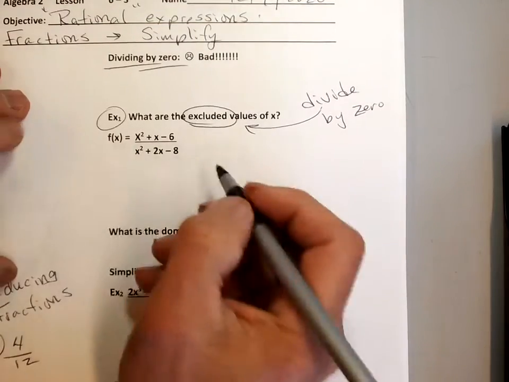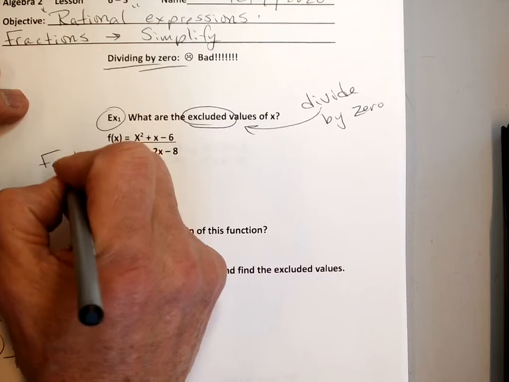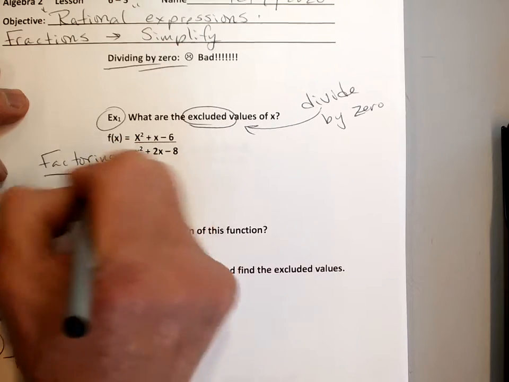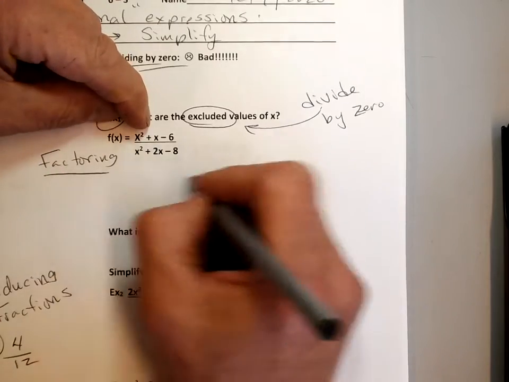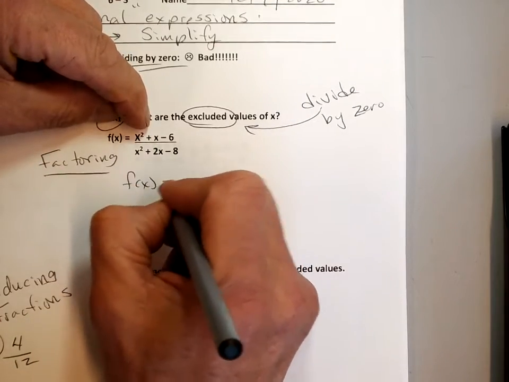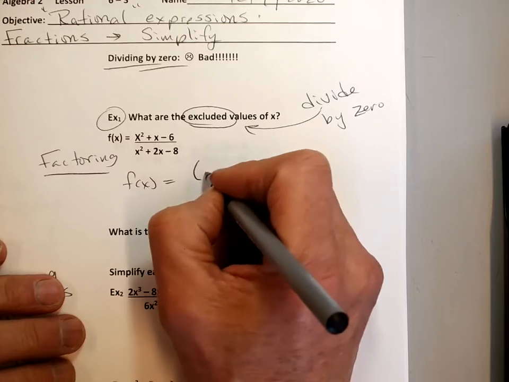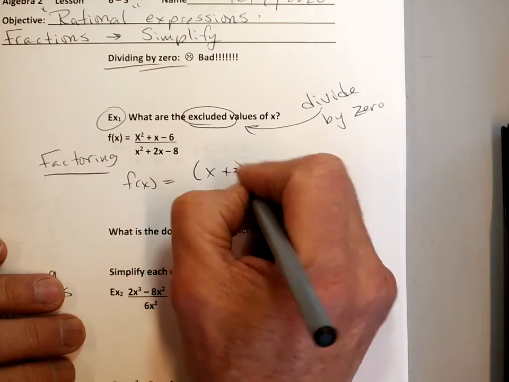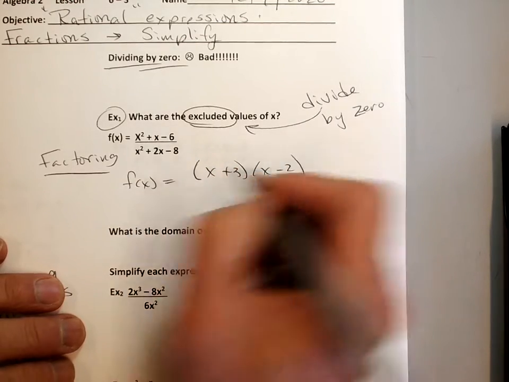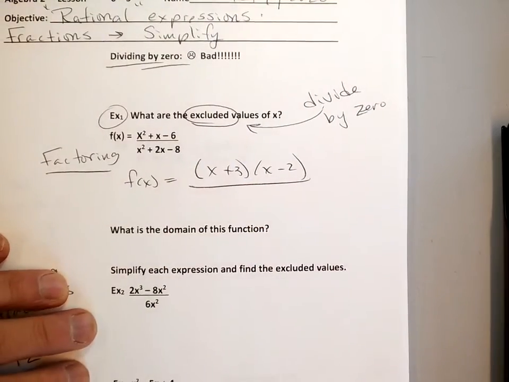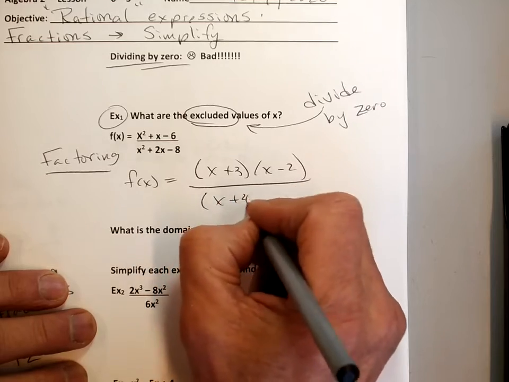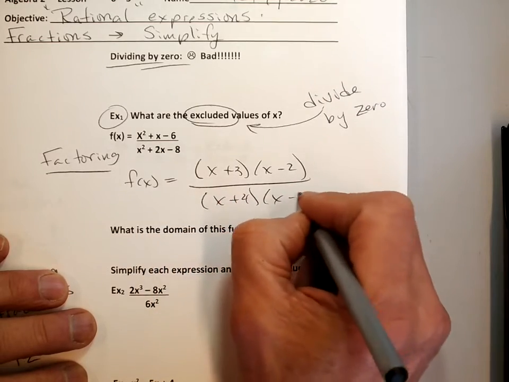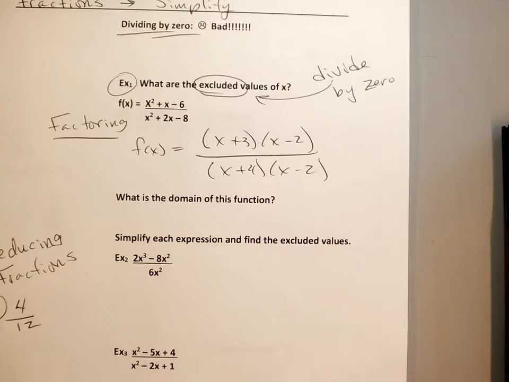I'm going to go back to factoring so I can see this problem a little bit better. So I'll factor the numerator. I'll rewrite this as f of x equals, I'm going to factor this into x plus 3, x minus 2, right? I'm going to factor the denominator into an x plus 4 and an x minus 2, okay? Now, don't cancel these. It's tempting, but don't, because it's a totally different problem.